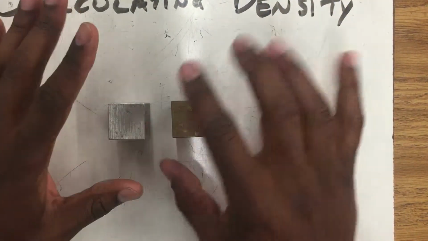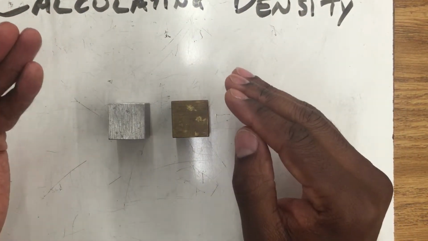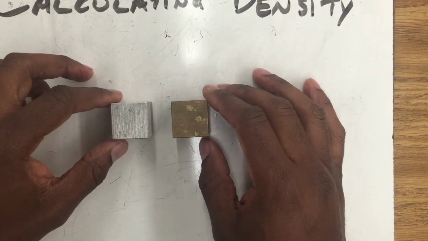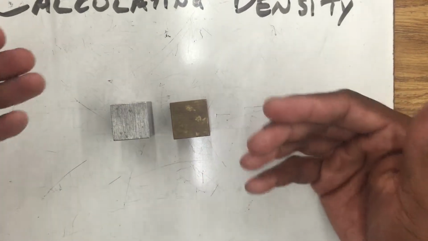But each one of these blocks is made of particles. In one of them, there's more particles than in the other one. It could be this one or it could be this one. But the one that has the most particles in the same amount of space is going to be more dense.